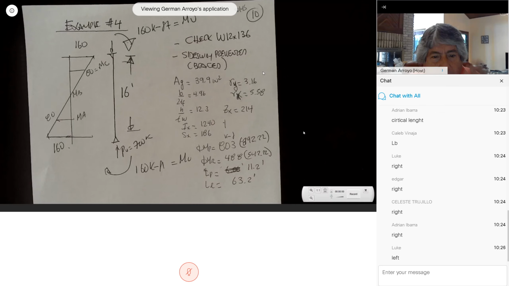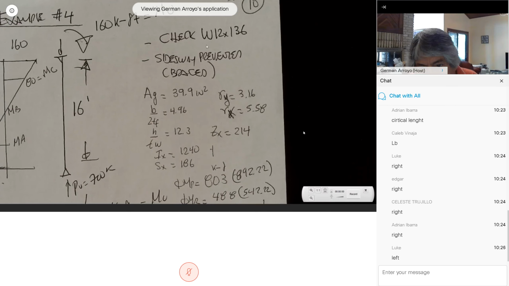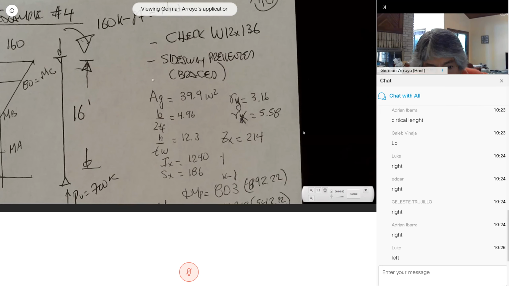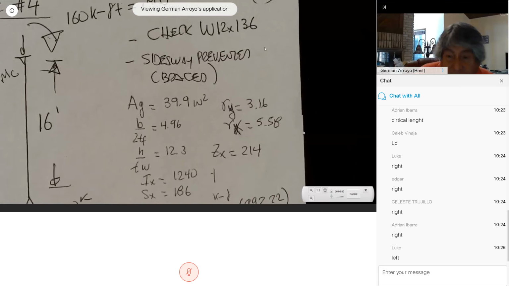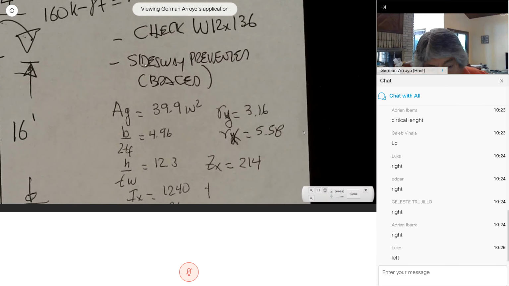They wanted to check a W12x36. So this is a different problem. The problem that I showed you was a problem from GEST. So W12x36. And they can tell you in two different ways that it's braced. In certain textbooks, in certain design manuals, they tell you that the sidesway is prevented. That means braced. So everything that we do in this course is going to be braced.